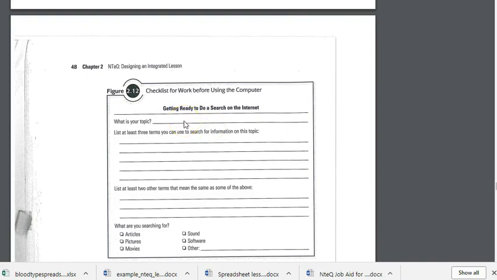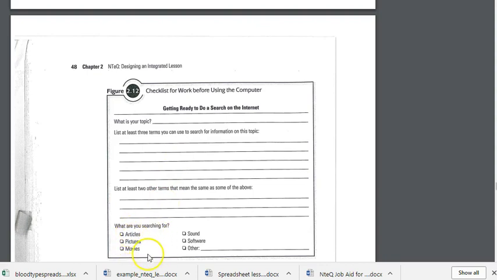So on page 22, there's a really good checklist for work before using the computer. If the students need to identify their topic, one of the things that I noticed most about 6th and 7th grade, they'd have a topic assigned, but half of them didn't even write down the topic correctly. So when they got over to a computer, they were misspelling it because it was misspelled on their own paper. Then you could have them list 3 terms that they could specifically search for that information on the topic. They can list 2 other terms that mean the same as that above, so they could be thinking about those synonyms and other ways to break it down.